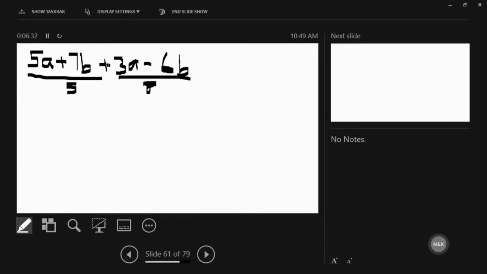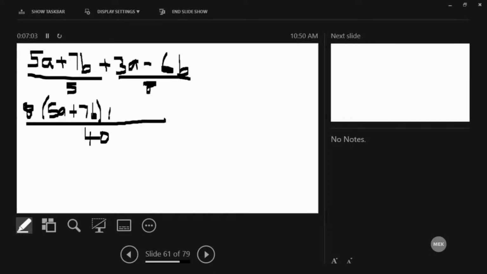So as usual, we're going to find our LCM, the LCM of 5 and 8, and that is 40. 5 goes into 40 8 times, and we're going to need to multiply all of these 2 by 8. So we put 8 in front and write back the 5a plus 7b. 8 into 40 goes 5 times, so we put a 5 in front and write back the 3a minus 6b.